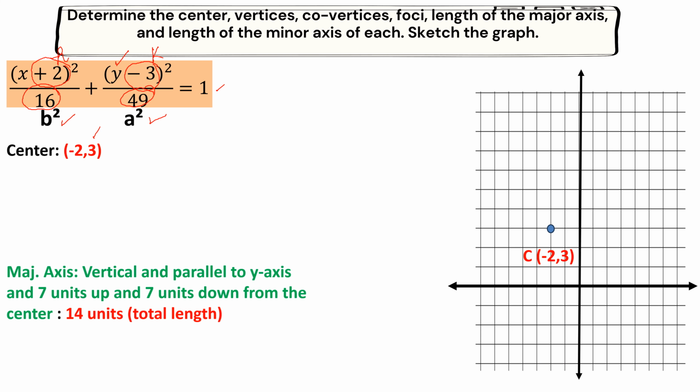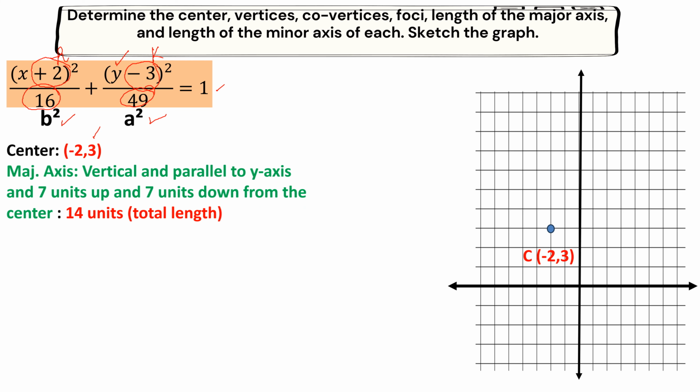Okay, the next is to get the length of the major axis. Again, our major axis is vertical, or parallel to the y-axis. So that means our major axis is represented by the formula 2 times a. That a is the square root of a squared. So our a squared is 49, and what is the square root of 49? That will be 7. That means 2 times 7 is 14. So that 14 is the total length of our major axis.